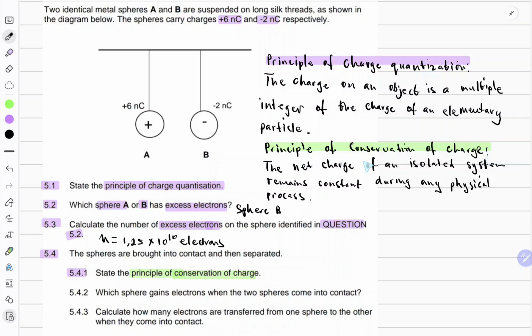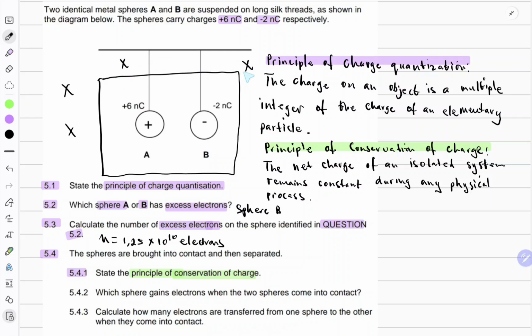So the principle of conservation of charge states that the net charge of any isolated system remains constant during any physical process. Now what this means is that if you have a closed system like this, a closed system means that whatever's in the system cannot be influenced by external factors or things on the outside.